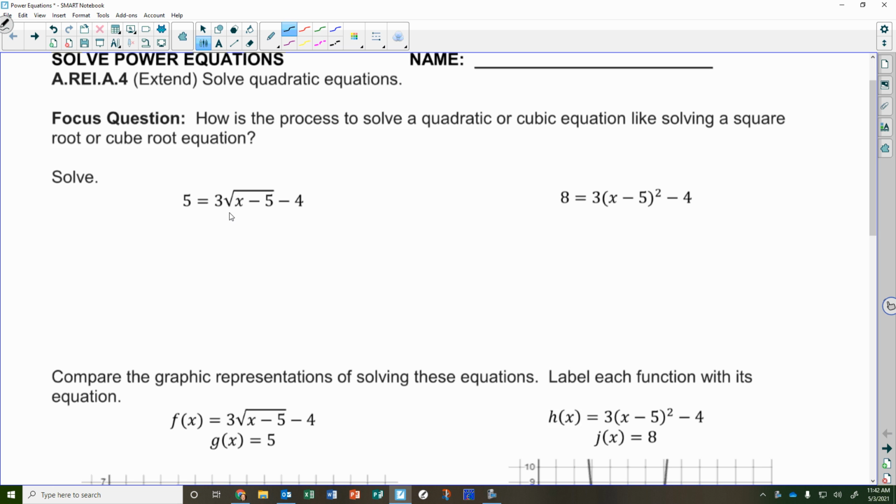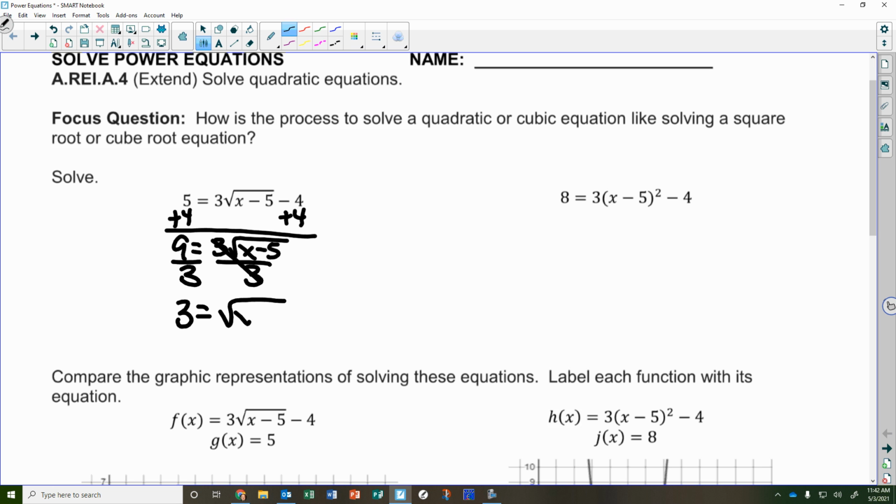So the first thing we are going to do is get rid of the 4 by adding it. And when we do that, I get 9 equals 3 times radical x minus 5. Now I can divide by 3, so I can isolate the radical totally by itself, and I get 3 equals the square root of x minus 5. So just like we did radical equations, I got to square both sides.